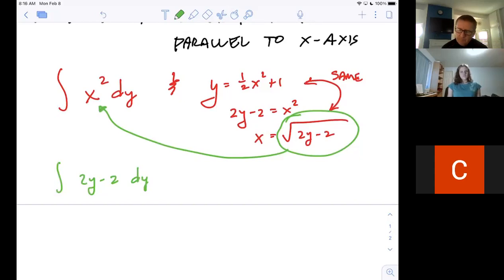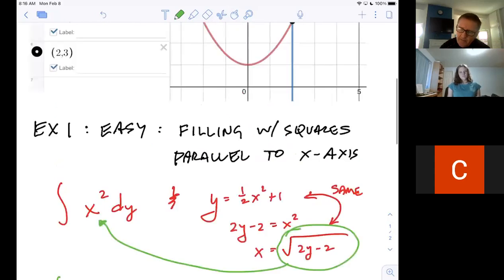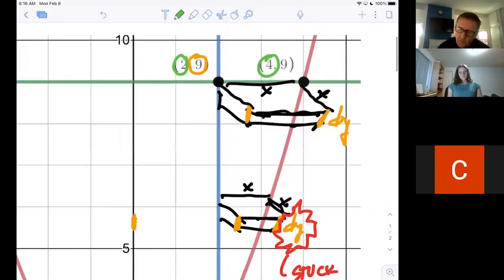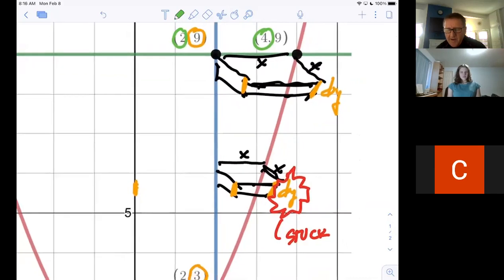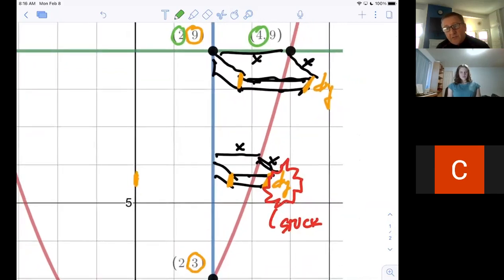Your limits? Yeah, notice now we have the answer to our question. Where does this shape live? Is it from 2 to 4? Or is it from 9 to 3? Well, because we now realize we're stuck with y's, since one of our dimensions was dy, then we're saying, okay, I'm going from y is 3 to y is 9.